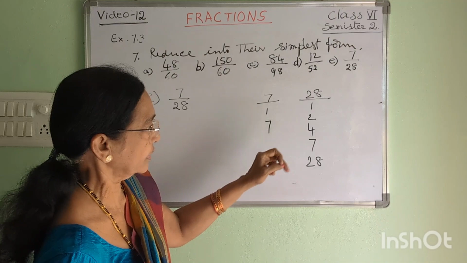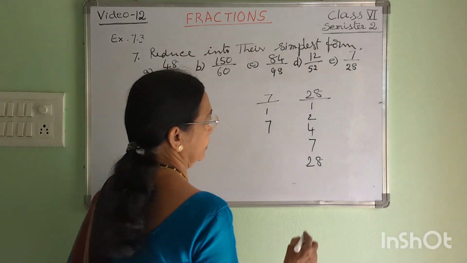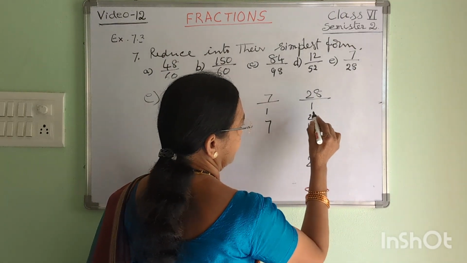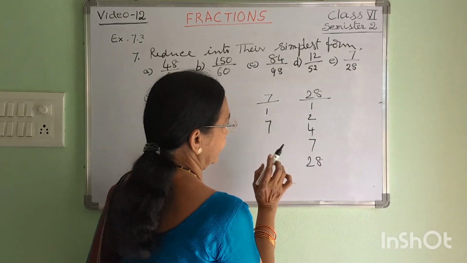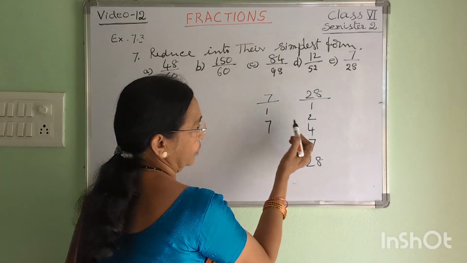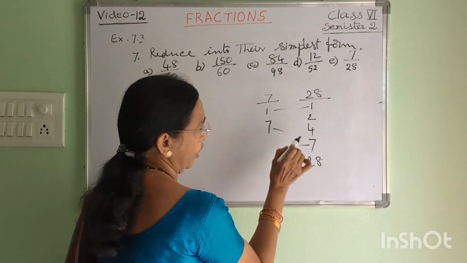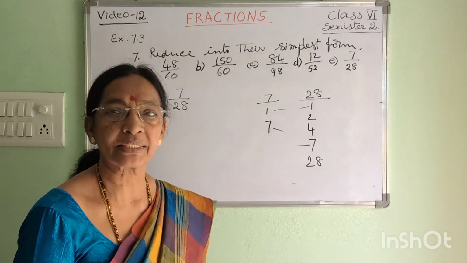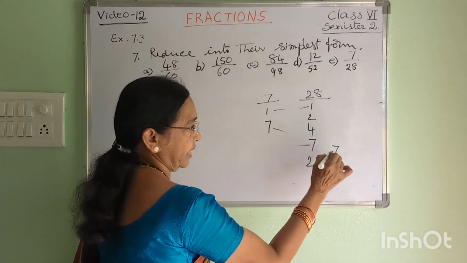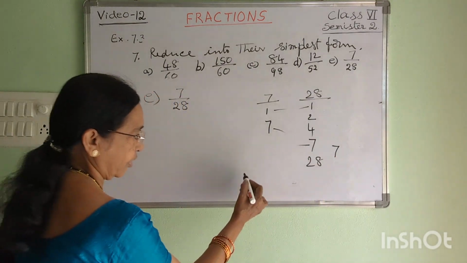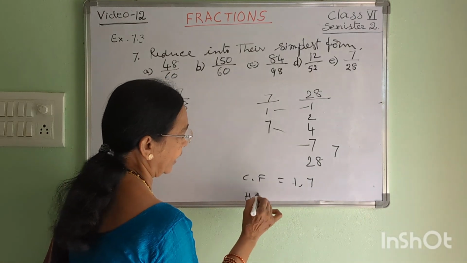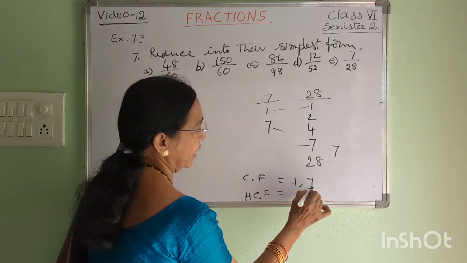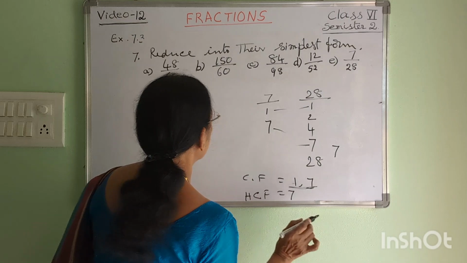Is 4 a factor? Yes, 4 sevens are 28. So 1 is a common factor, 7 is a common factor. So which is the highest common factor? 7. Highest common factor 7. Common factors are 1 and 7. The highest common factor among these, the greatest, is 7.